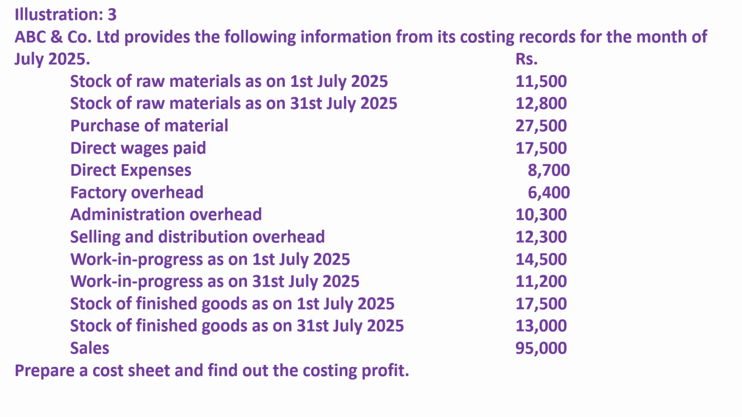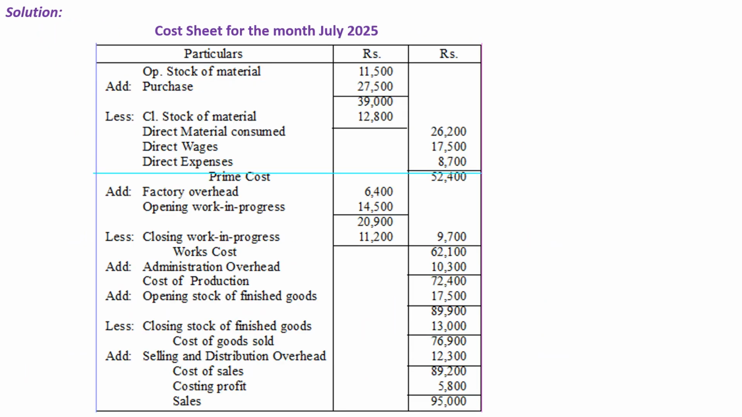Illustration 3. ABC & Co. Limited provides the following information from its costing records for the month of July 2025. The details are presented here. Solution is presented here.